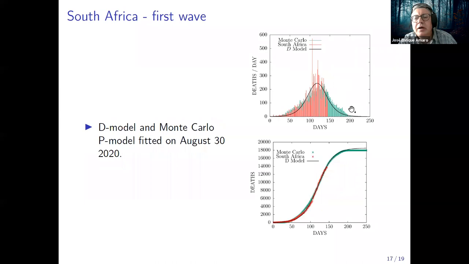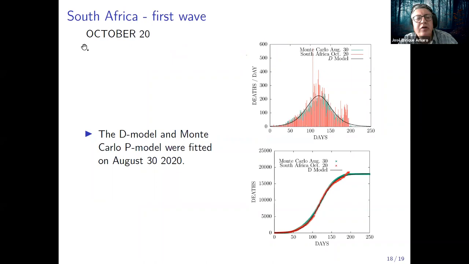And finally, some examples for South Africa. The first wave, we fit the Monte Carlo on August 30. Here, the Monte Carlo is the green, and the data are the red, okay? So we see there is a symmetrical peak. This is the D model. And this is the total death compared with the Monte Carlo. Fit very well.